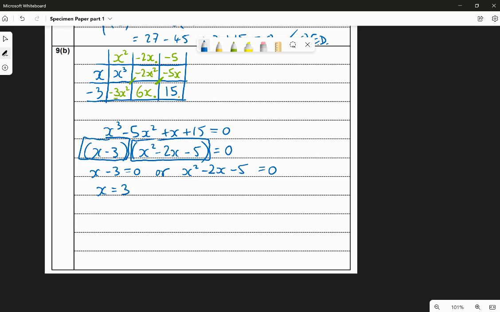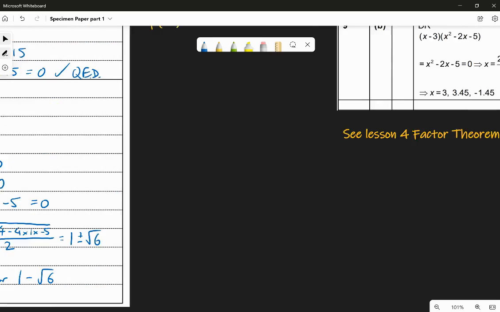Okay, so from this, I'm going to get that x is equal to minus b, so that's positive 2, plus or minus the square root of b squared, which is 4, minus 4 times 1 times minus 5, all over 2a, which is just 2. And that would simplify to 1 plus or minus root 6. So my solutions are x is either 3 or 1 plus root 6 or 1 minus root 6. So those are my three solutions to this cubic equation. So have a look at the mark scheme.